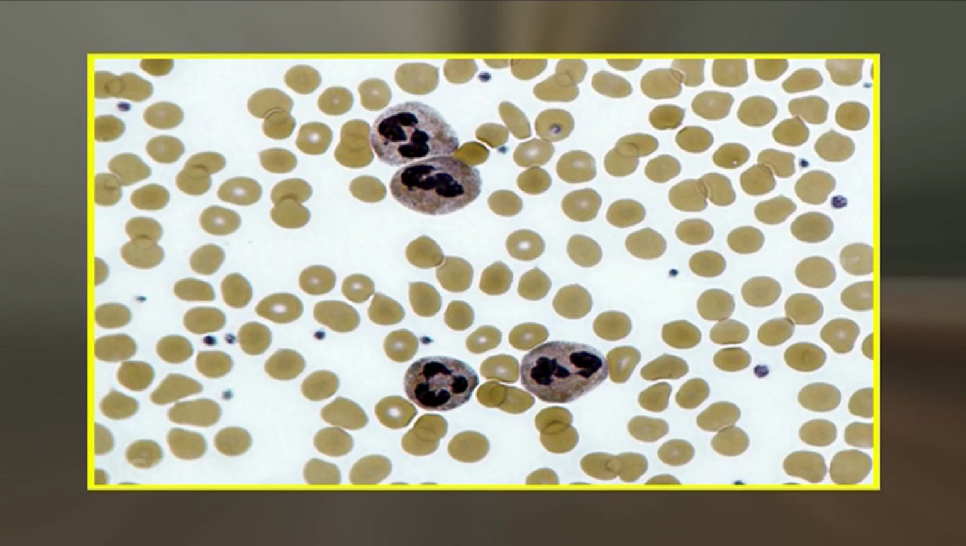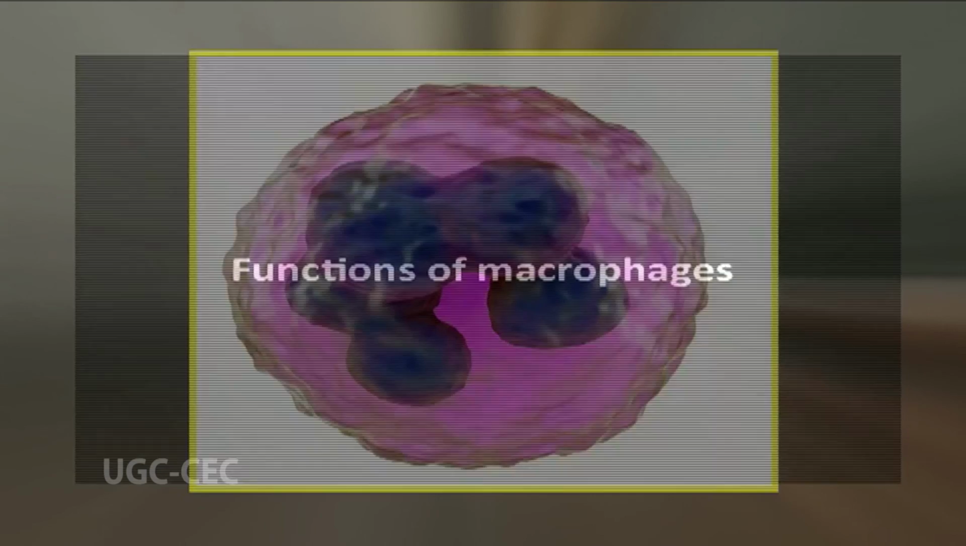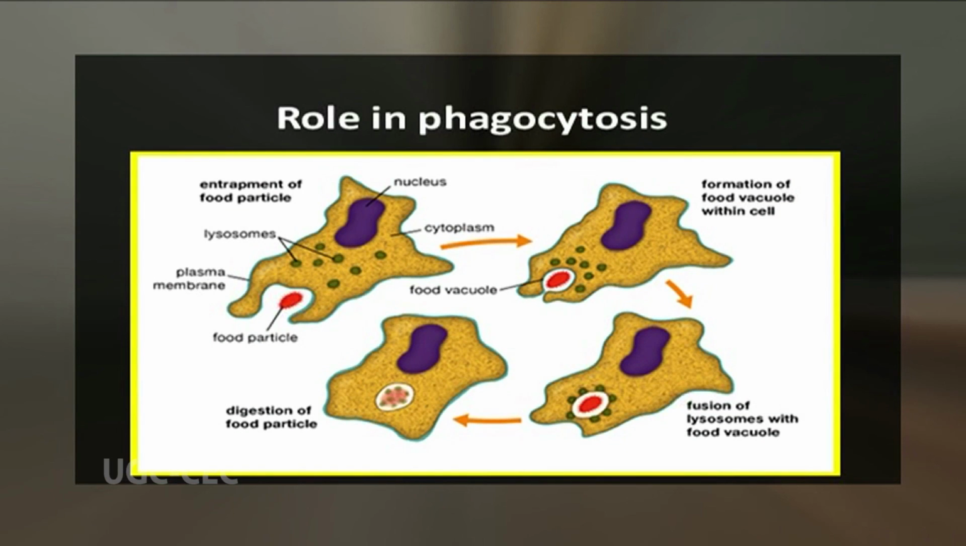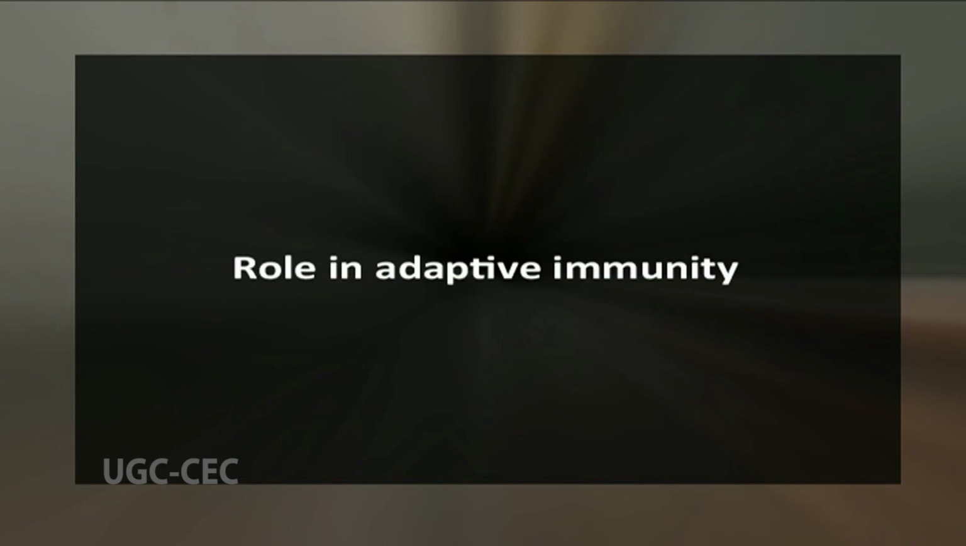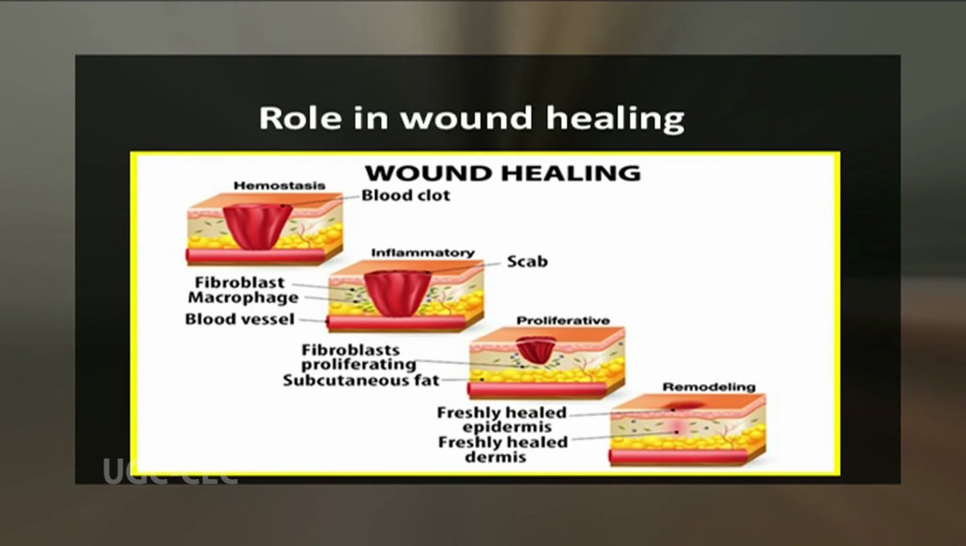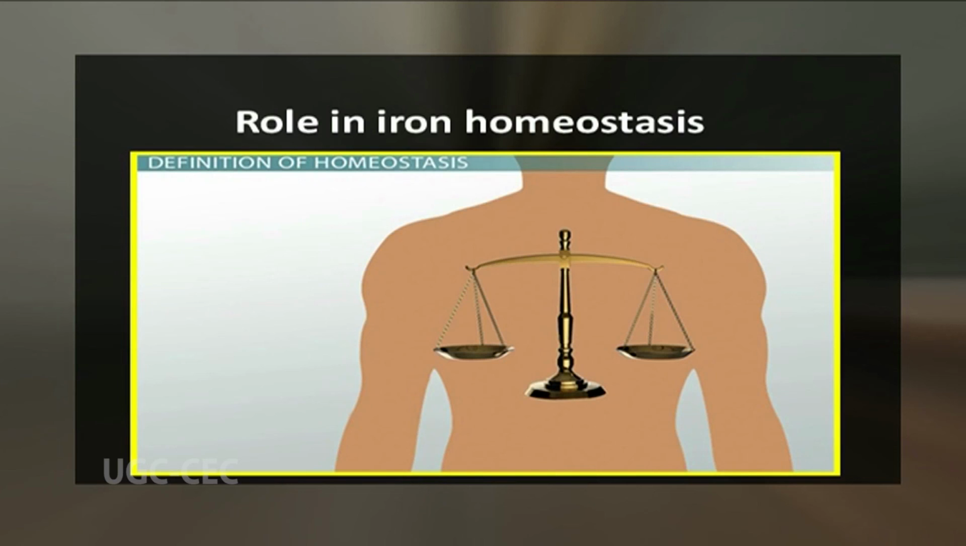At some sites such as the testes, macrophages have been shown to populate the organ through proliferation. Unlike short-lived neutrophils, macrophages survive longer in the body, up to a maximum of several months. Now the functions of the macrophages. Number 1, they have a role in phagocytosis and in adaptive immunity. Number 2, they also have a role in muscle regeneration and wound healing. Number 3, they also have a role in limb regeneration and iron homeostasis.